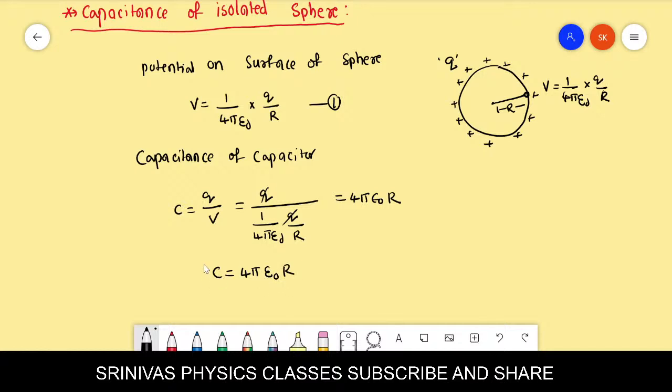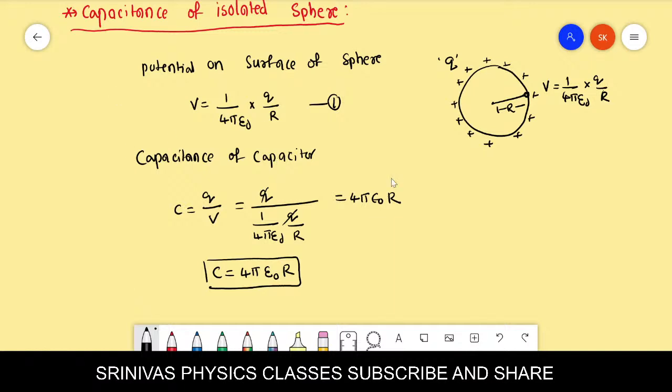Isolated means what? A single sphere, right? Okay, this is the formula for the capacitance of an isolated sphere. From this, the capacitance does not depend upon the charge and potential. It depends only on the radius of the sphere.